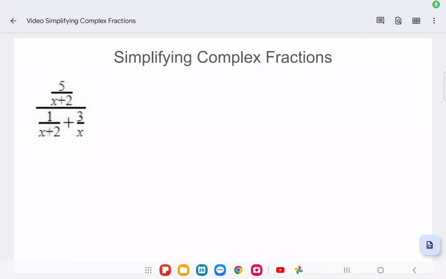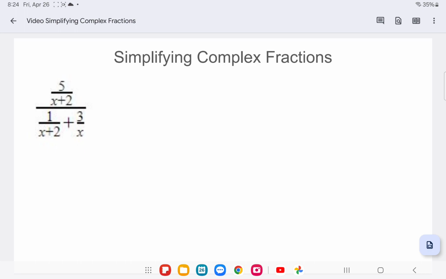A complex fraction is whenever you have a fraction within a fraction. So either a fraction in the numerator or a fraction in the denominator. In this case, in this first example, we have both. We have a fraction in the numerator and we have two fractions in the denominator.